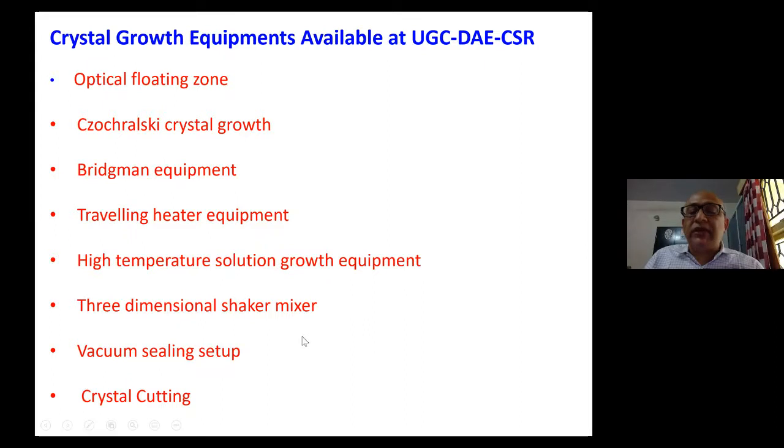Like, we need to mix the precursor elements, and also we need to seal them in vacuum or inert gas environment. And also, after the crystals are grown, we need to cut them and polish them. All these facilities are now available at Kalpakkam node.